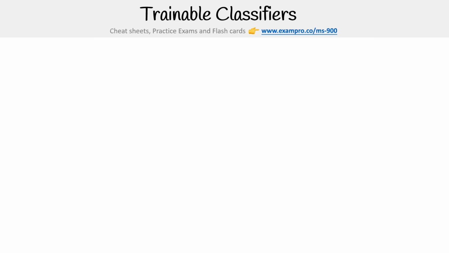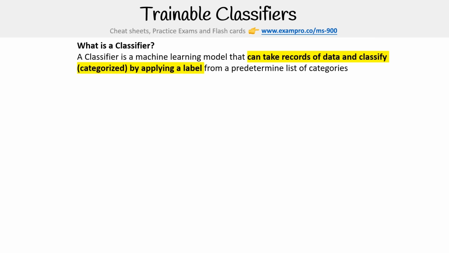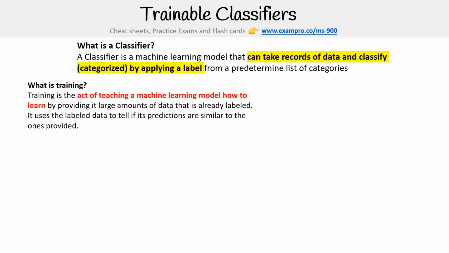Let's talk about what training is and what classifiers are. So a classifier is a machine learning model that can take records of data and classify or categorize them by applying a label from a predetermined list of categories. Then you have training, and this is the act of teaching a machine learning model how to learn by providing it large amounts of data that is already labeled. It uses the labeled data to tell if its predictions are similar to the ones provided.